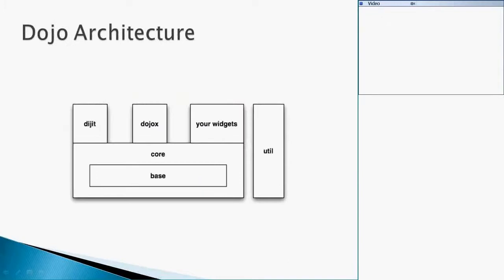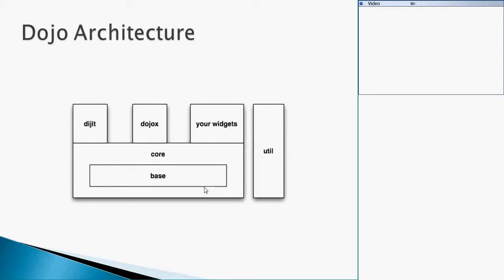So let's talk about Dojo architecture. As we saw in the folder structure, there were 3 folders: Dojo, Digit, and Dojo X. This Dojo folder itself contains 2 things: Dojo base and Dojo core. They're like groups. The base is the basic group, which you need anyway because it's the core functionality of the Dojo library. You can't cut it down further. Base you have to load in the browser if you are using Dojo.